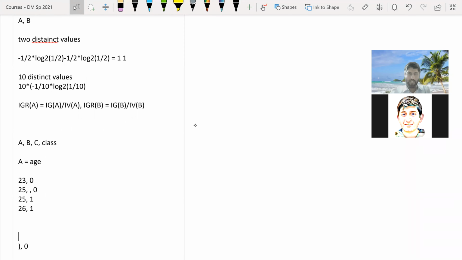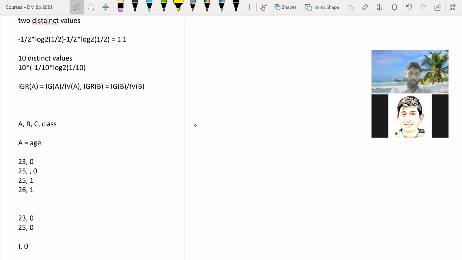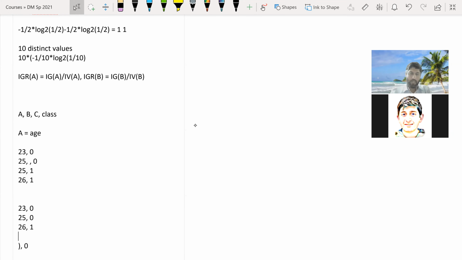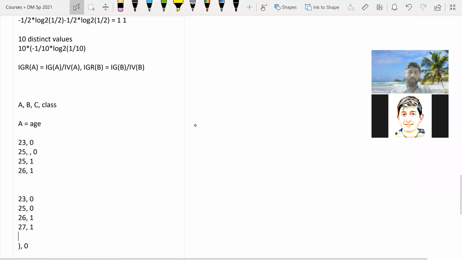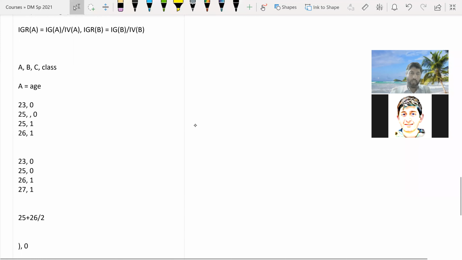Let me do another example. So let's say this is 0. Let's say 25 is 0, and 26 let's say is 1, and let's say 27 is 1. So in this case, as you can see, you can split A at the value between 25 and 26. Usually the middle point of the two will be 25 plus 26 divided by 2. So you can make a decision like if A is less than 25.5, then that is the decision.